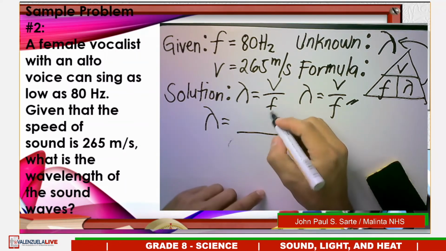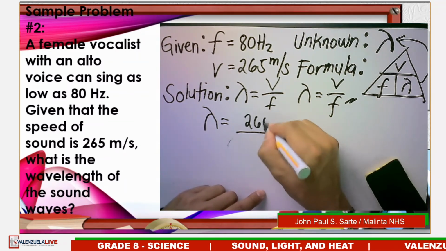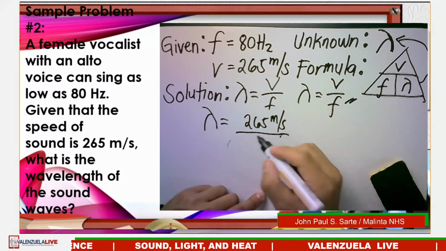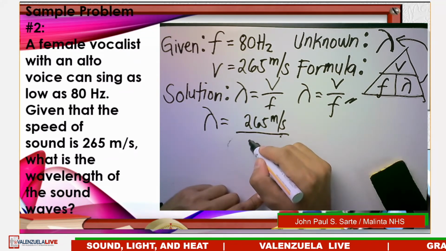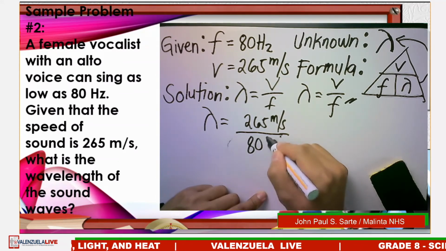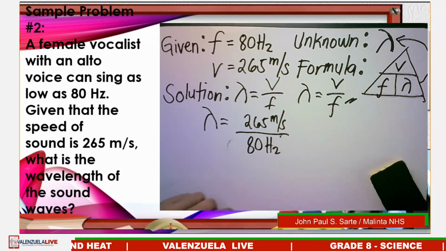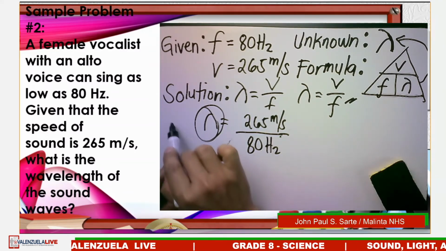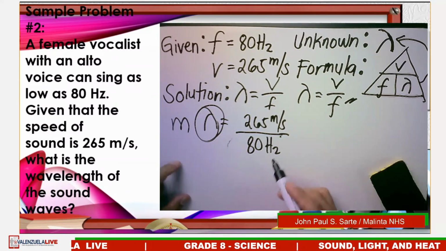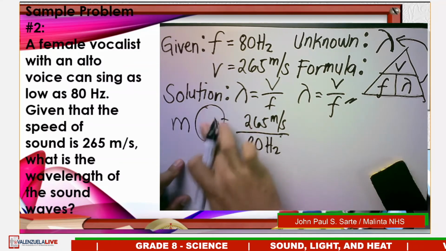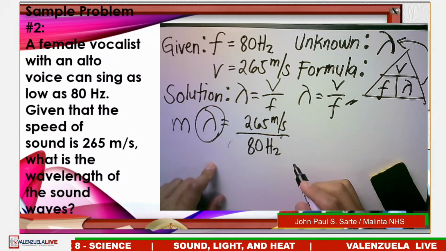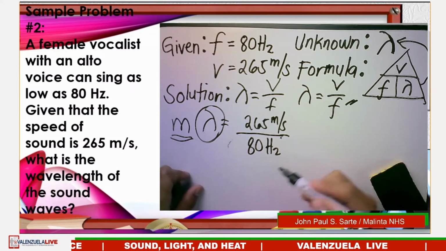Okay? Actually, class, the speed is 265 meters per second. Sorry for that. And the frequency should be 80 hertz. But we are looking for this lambda, and the unit is meter. Am I right? This lambda, or the wavelength, has its own unit, which is meter.